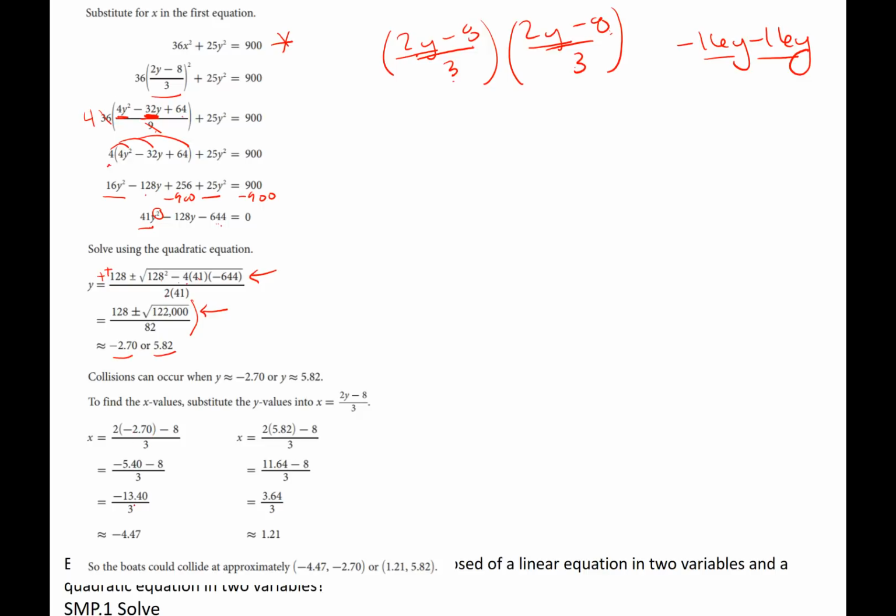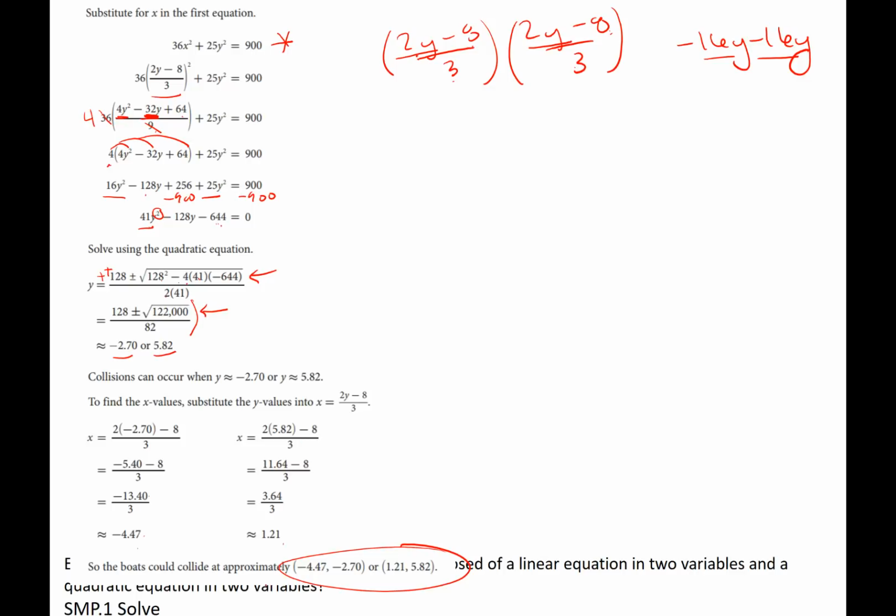Multiplied by 2, they got -5.40, subtracted 8, -13.40, and then divided by 3. Same thing here. They plugged in the 5.82, multiplied by 2, got 11.64, subtracted 8, got 3.64, divided by 3, got 1.21, and then you have to rewrite them as coordinates. So these were the x values, so it would be -4.74 with the -2.70, and 1.21 with the 5.82.